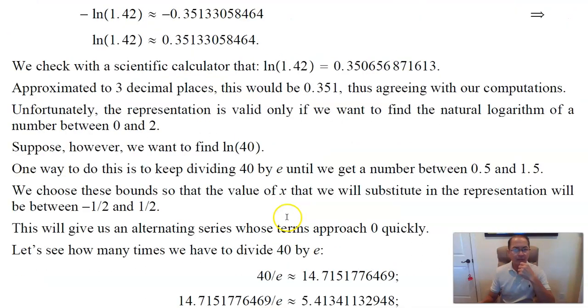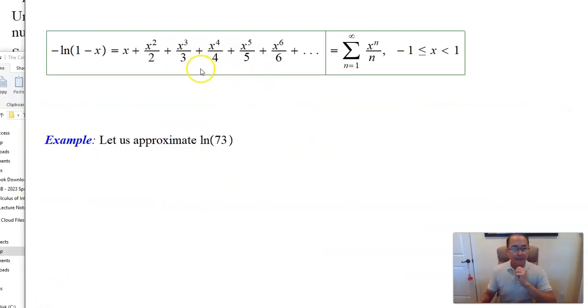So let's demonstrate this in our workroom. Let's pick a number bigger than 40. Okay, how about something like 73? Okay, let's do something like that. All right, so here's our power series for the logarithm. We want ln of 73. Okay, so how many times will we have to divide 73 by e to get a number between 0.5 and 1.5? There's 1. And so we take this and divide again by e.